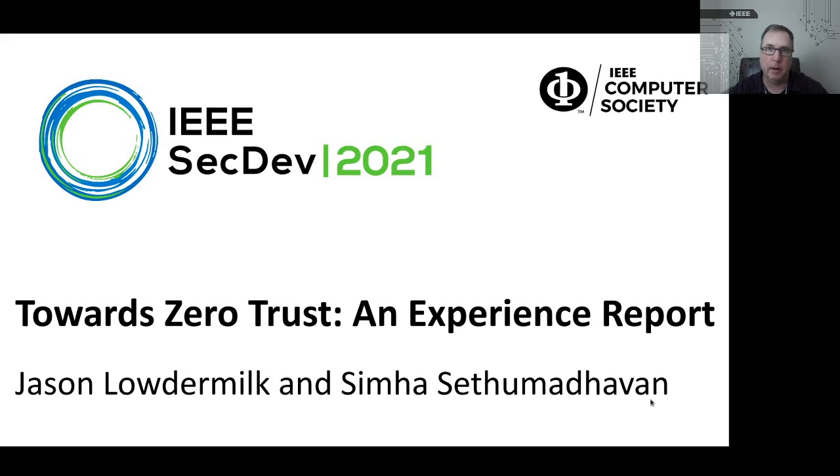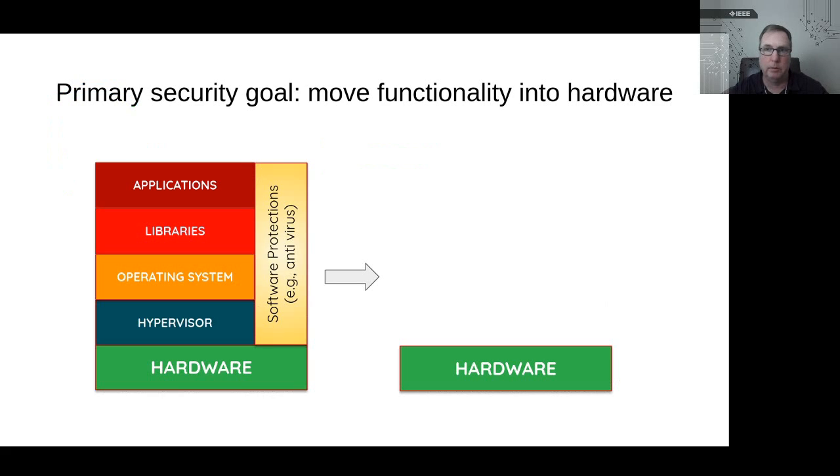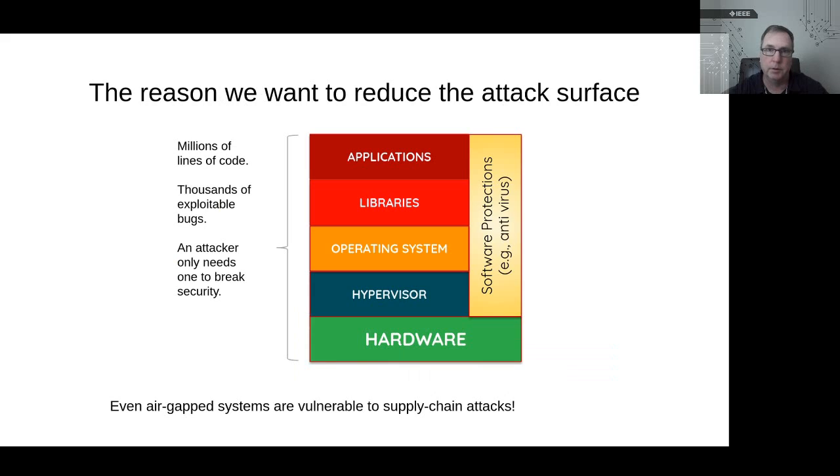I'd like to talk about our experiences in applying zero trust principles to a full system architecture through a process we call the hardware up method. The primary security goal of this process is to start with a software-based system and move the functionality out of the application layer and into the hardware layer. The reason we want to do this is to drastically reduce the overall size of the attack surface.